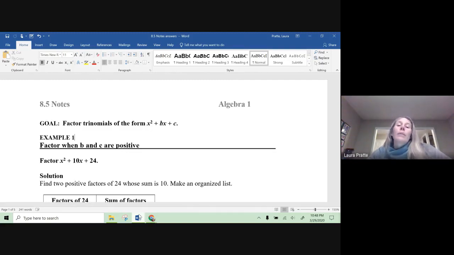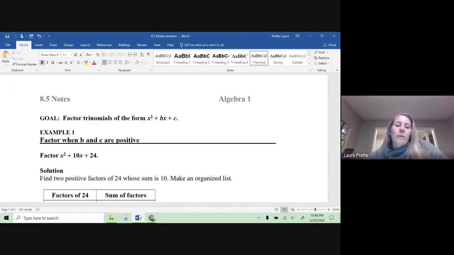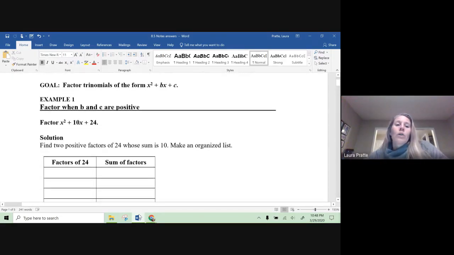So now we're getting back into chapter 8, and we're going to be doing some factoring of trinomials. So we're kind of doing the opposite of what we did when we did foiling. So if we take a look at the section 8.5 notes, our goal today is going to be to factor trinomials that are in just the basic simple form of x squared plus bx plus c.